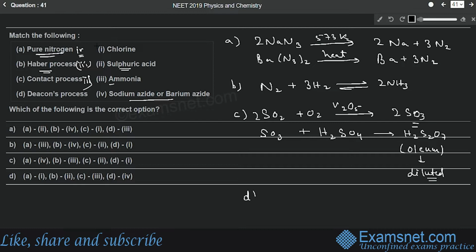Now we have the last one, that is Deacon's process. So let's write down the reaction here. HCl, that is hydrochloric acid, will react with atmospheric oxygen in the presence of CuCl2, that means copper chloride, to give us chlorine molecules plus water molecules. So this Deacon's process is related to chlorine. So the correct match for D will be number 1. So which will be the correct one? A4, that means this third one. So option C will be the correct answer.